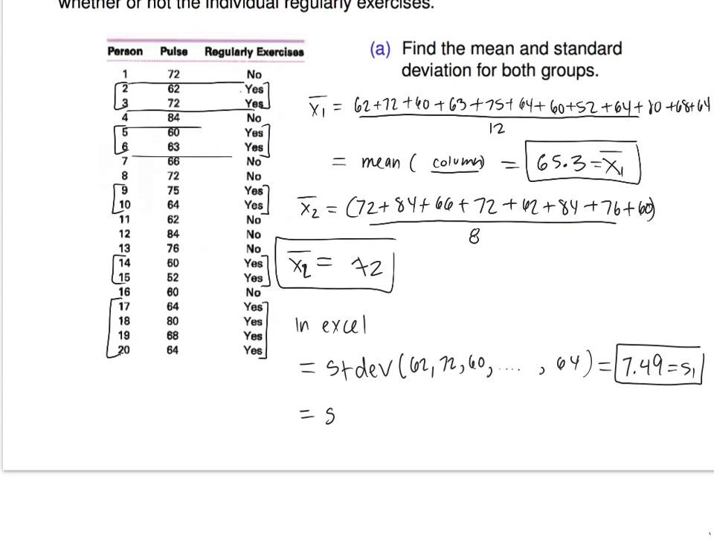And the second one, you also put in STDEV, and you need that equal sign in Excel to tell it to do a formula. And then your list would be the 72, the 84, down to the 60, and Excel gave me 9.13 for S2.